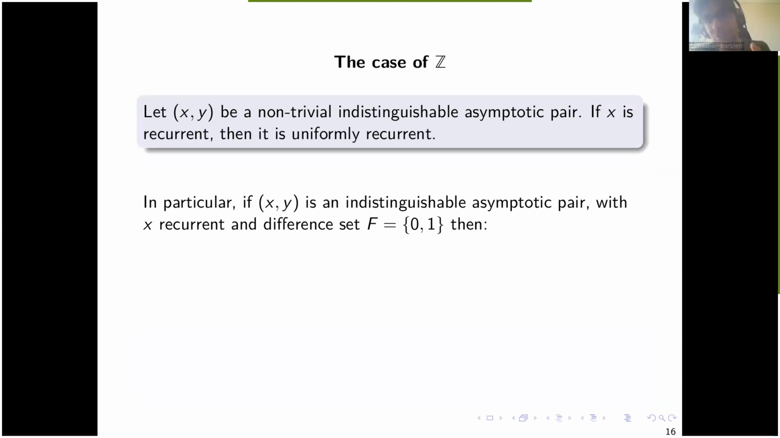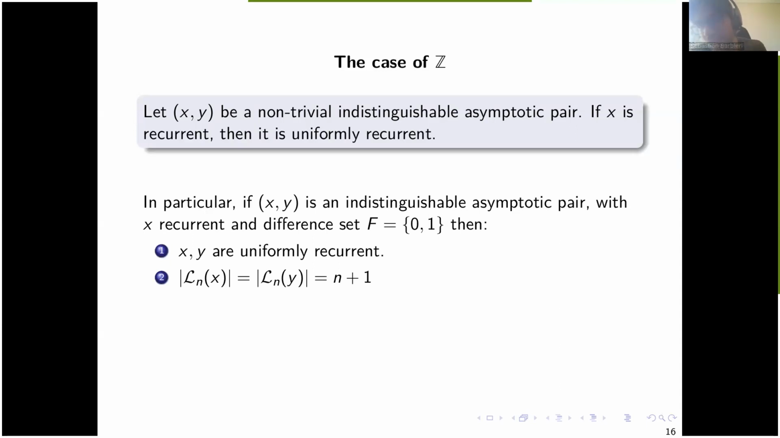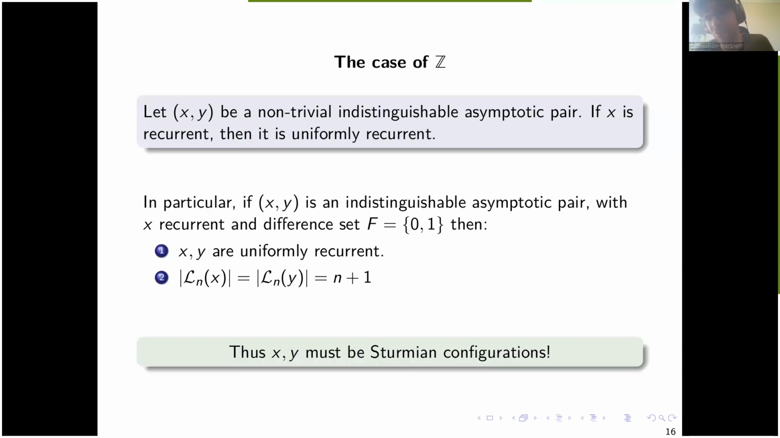And the interesting thing is, well, if I take an indistinguishable asymptotic pair with X recurrent and difference set, two symbols, 0, 1, then they are uniformly recurrent, and the complexity is n plus 1. It cannot be n for some symbol because otherwise I would get a periodic configuration, and that's not going to work. So they must be Sturmian configurations. Okay, so somehow I got that if these things do exist, then they are Sturmian configurations.